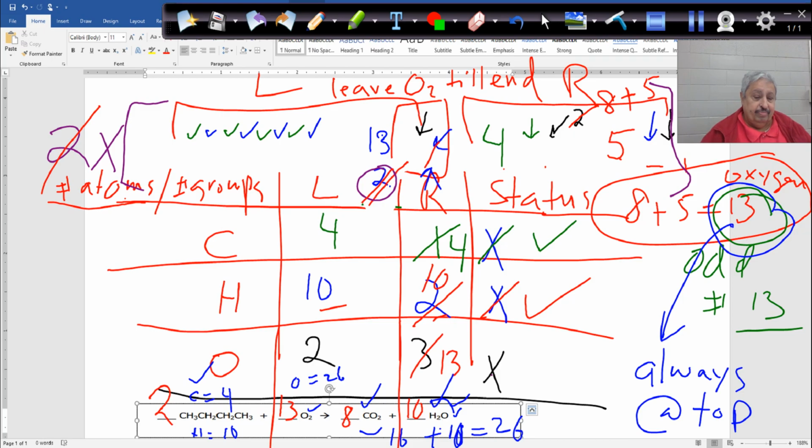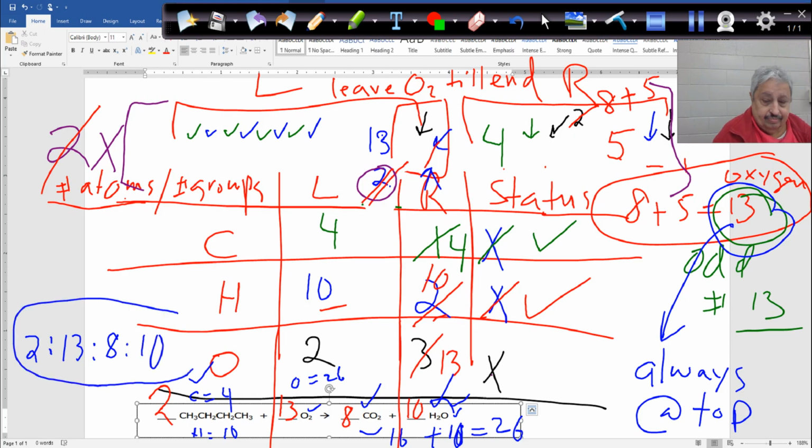So what will the ratio be? Somebody tell me what's the ratio? 2 to 13 to 8 to 10. This is the mole ratio, or called the coefficient ratio.